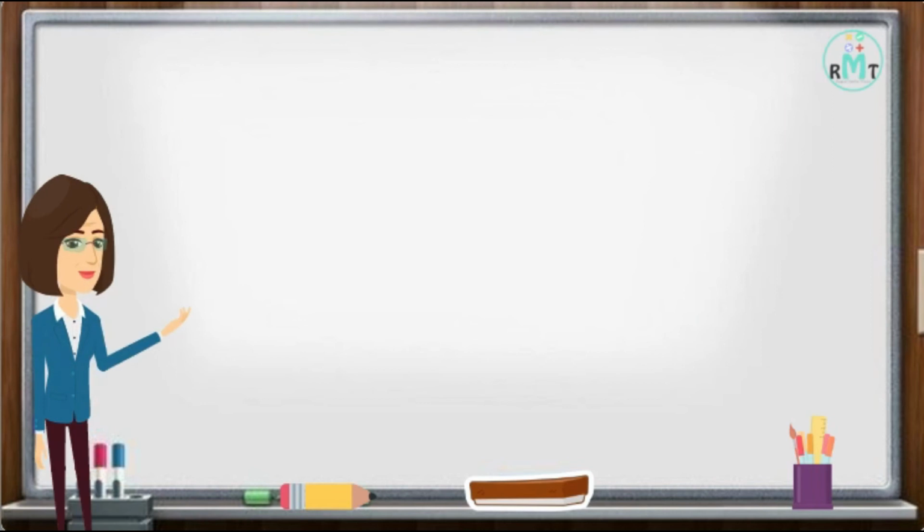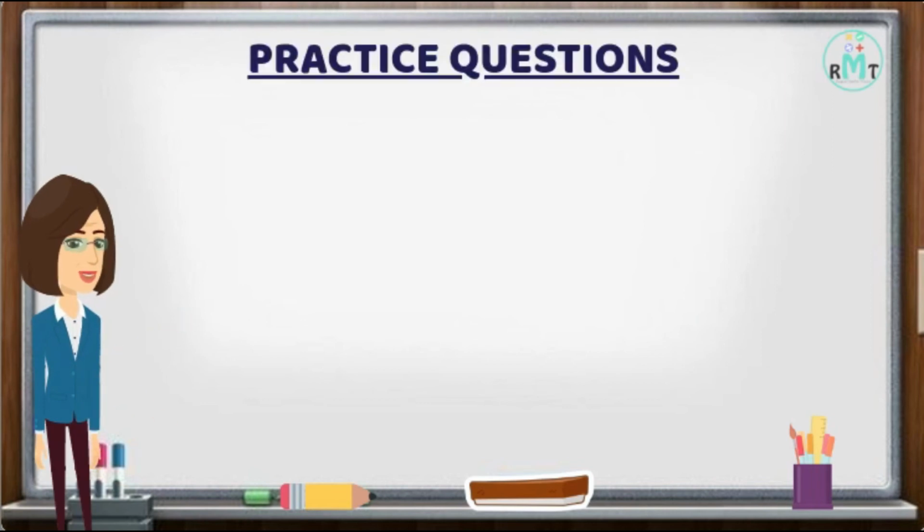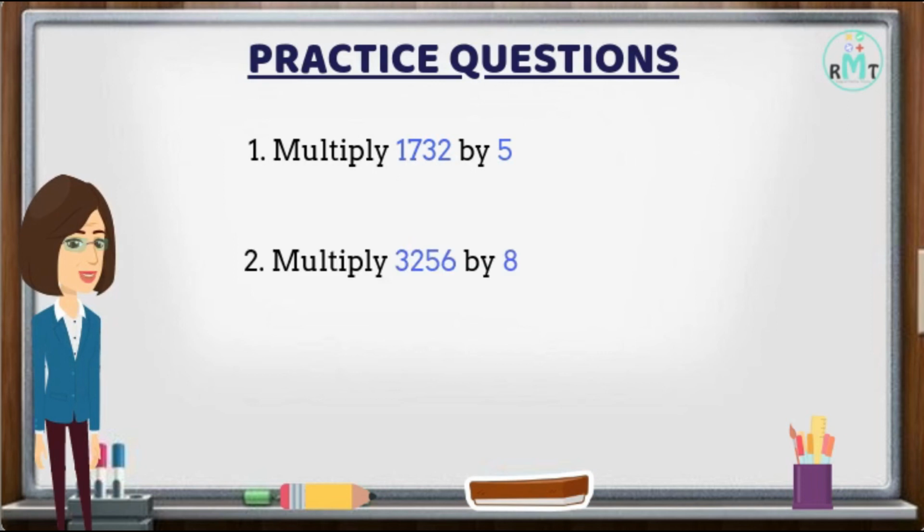4816. Now, I will give some questions for practice. First, multiply 1732 by 5. Second, multiply 3256 by 8. Third, multiply 865 by 14.